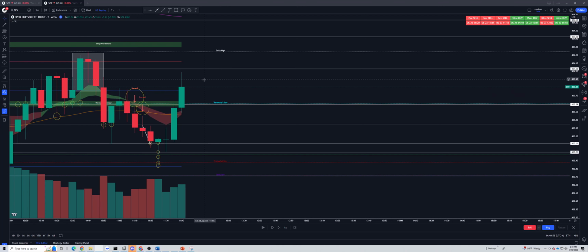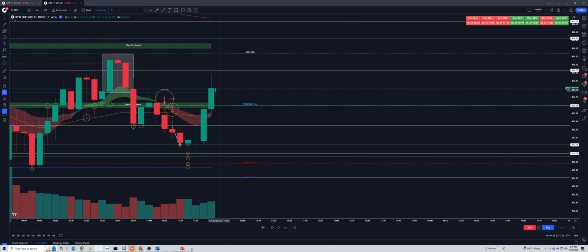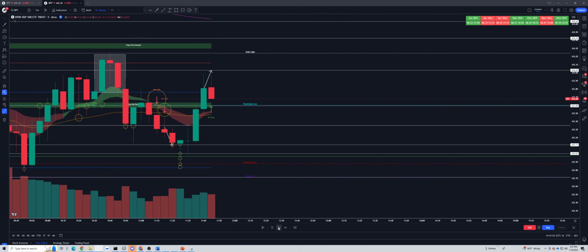So now we have a breakout above the supply zone again. Would not be surprised if we get a push to this next level right here, but again, I'm not entering. I don't have enough conviction, and we still have a bearish EMA cloud.